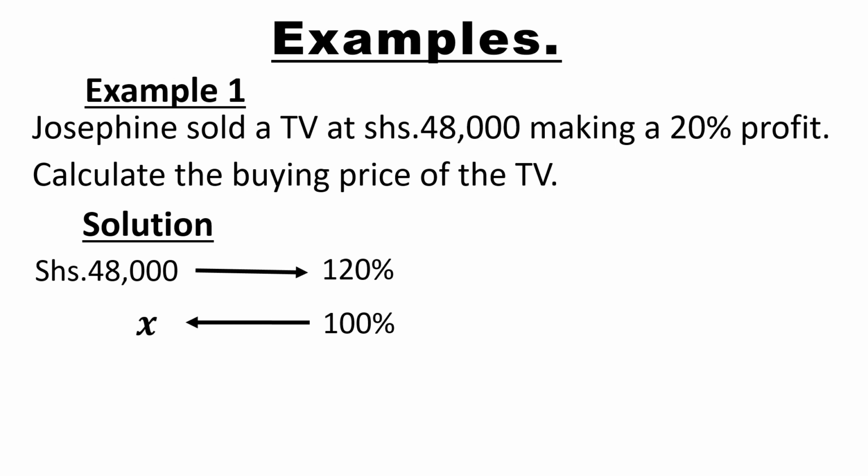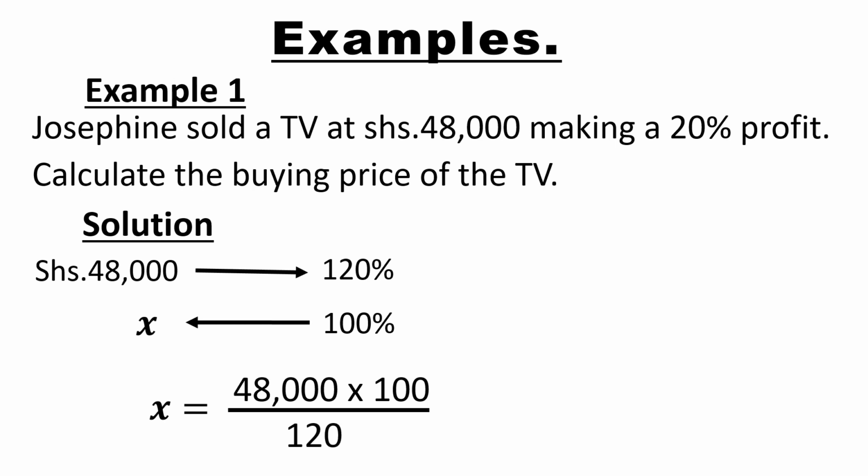By cross multiplication, x equals 48,000 times 100 divided by 120. This equals 40,000 shillings. This is the price that Josephine paid for the TV.